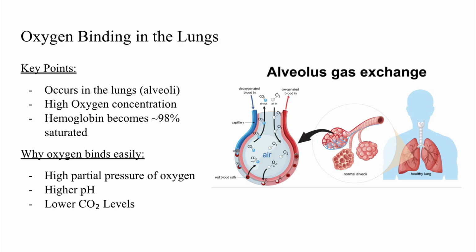Okay, so now that we've gone over structural changes during oxygen binding, let's see how oxygen binds in the lungs. Oxygen loading occurs in the lungs, specifically within the alveoli, which is where gas exchange takes place. In this environment, the partial pressure of oxygen is high. This high oxygen concentration promotes oxygen binding to hemoglobin. Under these conditions, hemoglobin shifts towards the relaxed state, which increases its affinity for oxygen. As oxygen molecules bind cooperatively to the four heme groups, hemoglobin becomes highly saturated with oxygen. At the oxygen partial pressures found in the lungs, hemoglobin can reach approximately 97 to 98% saturation.